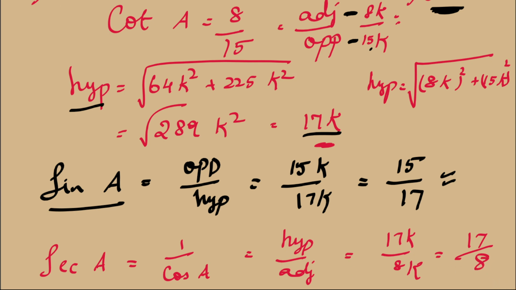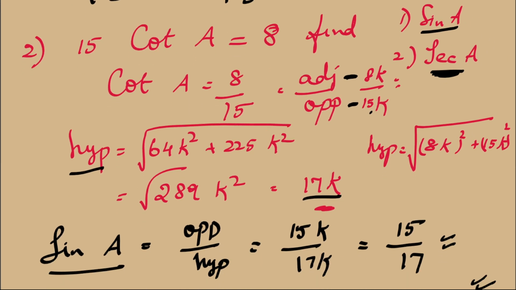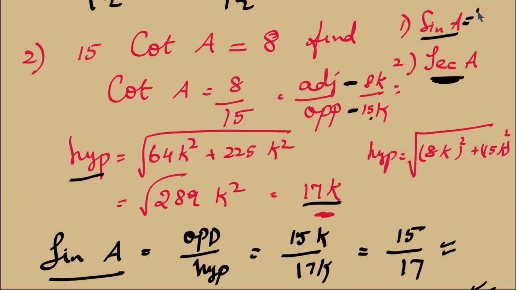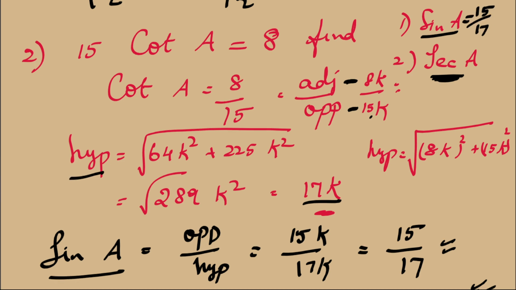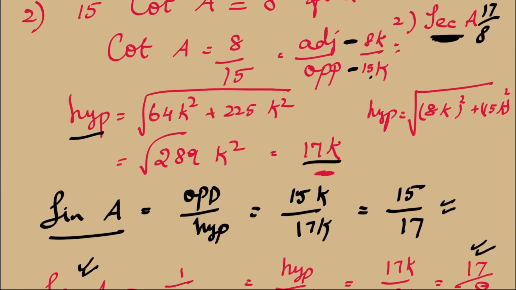So we have also arrived at secant A, which is equal to 17 by 8, and these are the two ratios which were asked, and we have found them. We found sin A to be equal to 15 by 17 and secant A to be equal to 17 by 8. I hope you followed the problem.